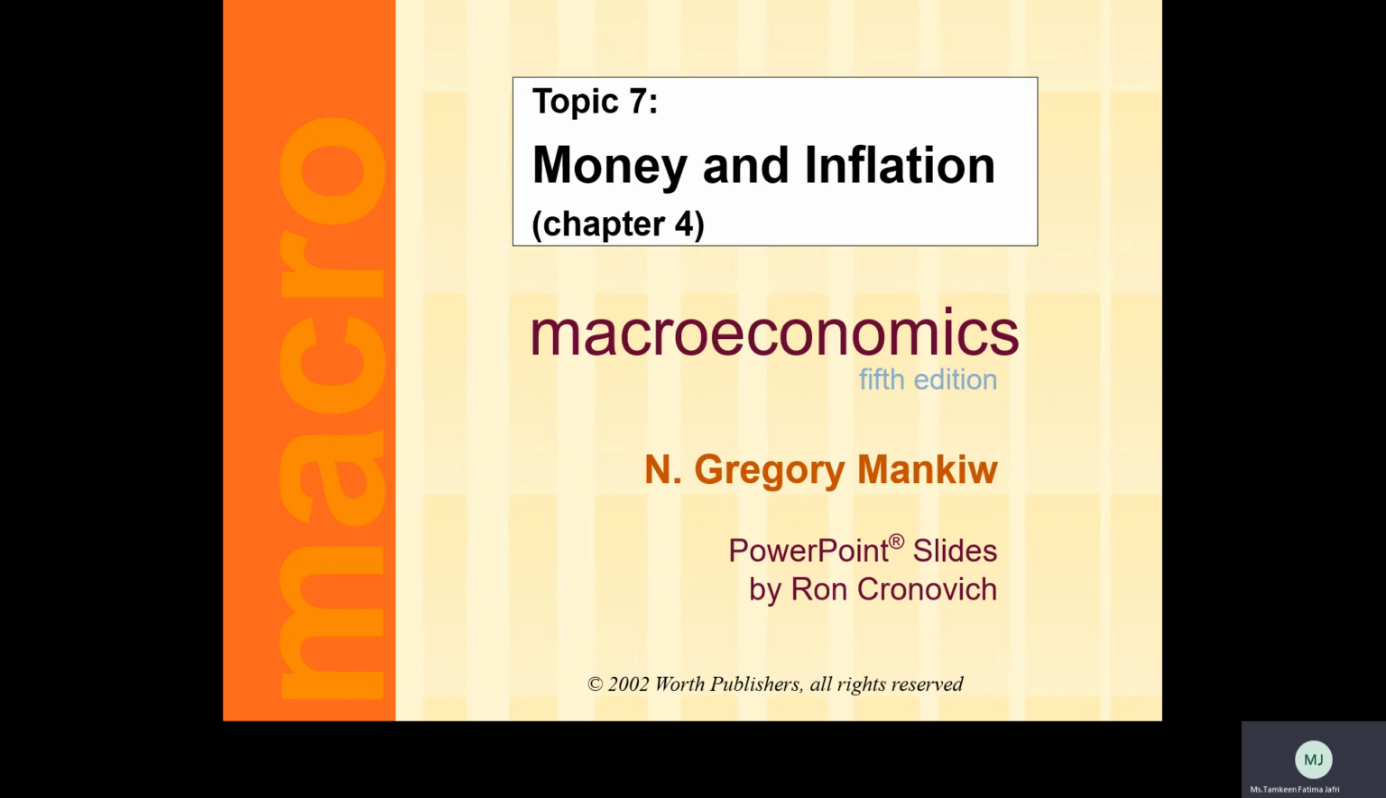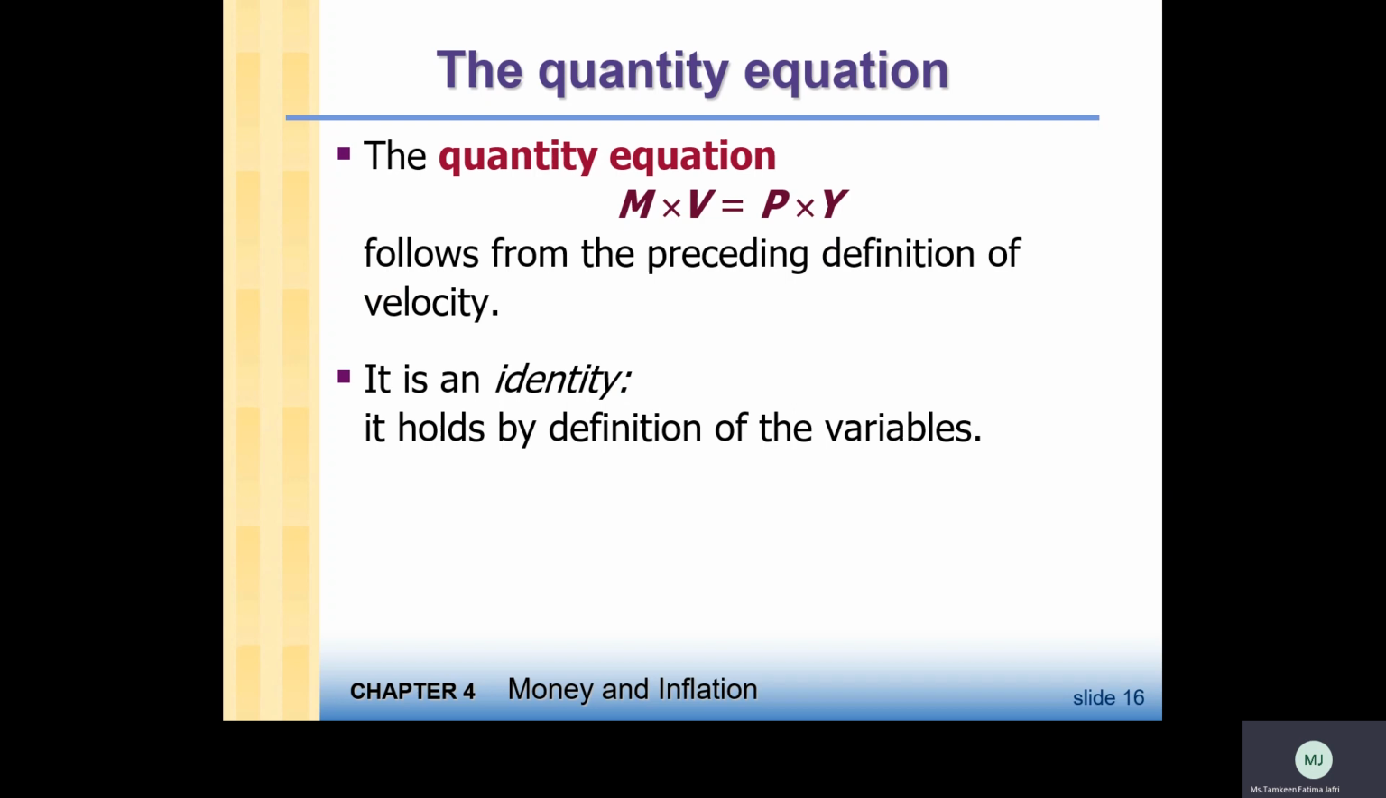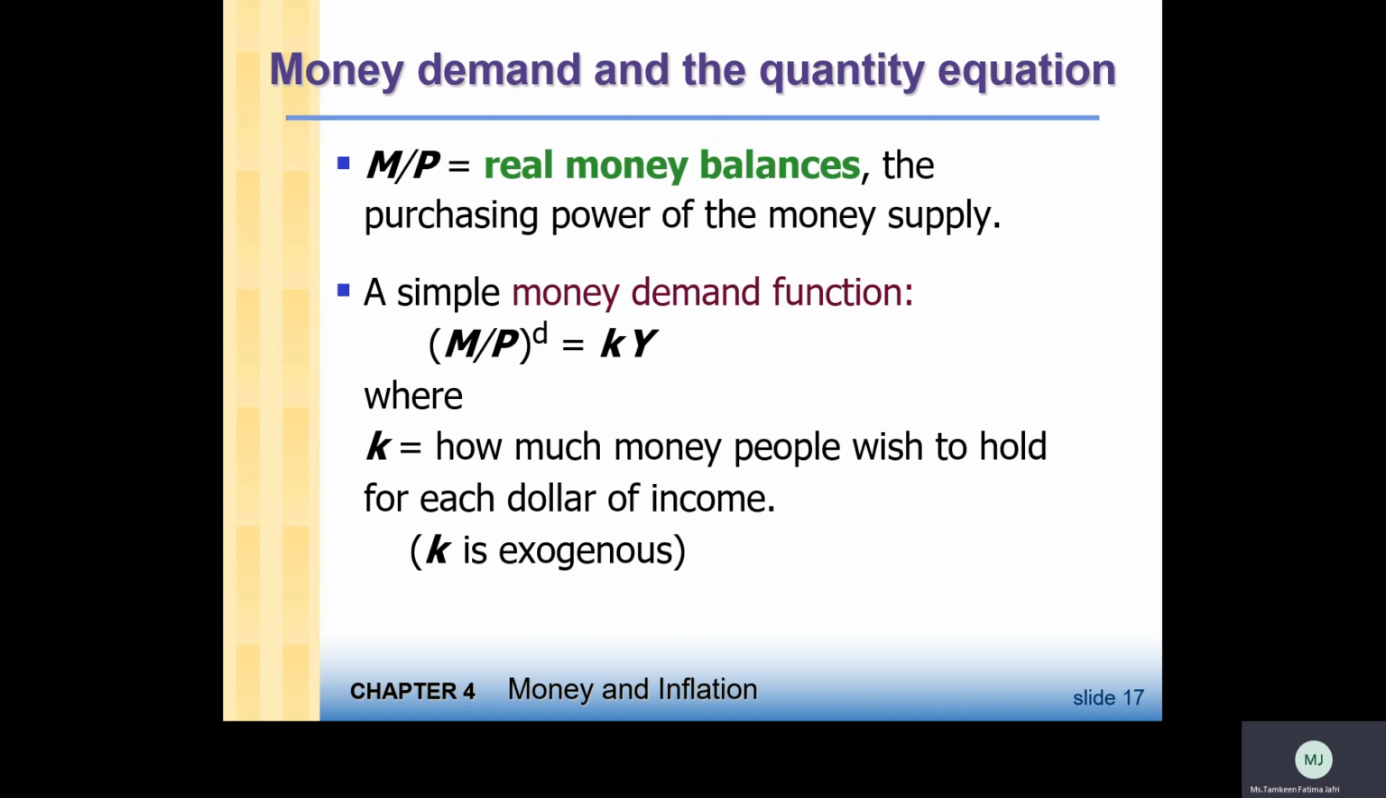So just as a quick revision, the quantity theory of money, the quantity equation, it looks something like this. It says that money times velocity is equal to price times Y. I also explained to you that there exists a very close relationship between the quantity theory and the money demand function. So first, I'm going to show you what the money demand function looks like, or in other words, what are the determinants of money demand, and then I'm going to relate that function to the quantity theory.